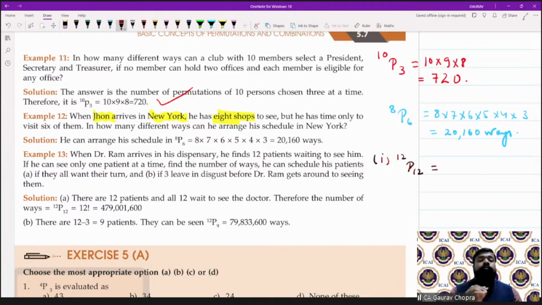12p12. Out of 12, we have to take all 12 of them. So the answer will be factorial 12. But in the second part, it says if 3 leave in disgust before Dr. Ram gets around to seeing them.